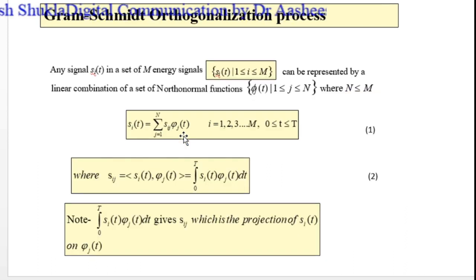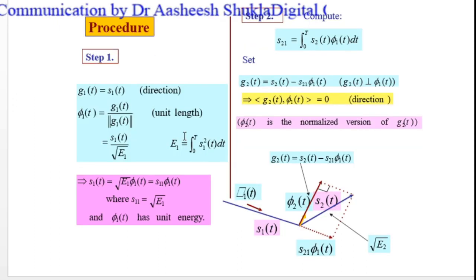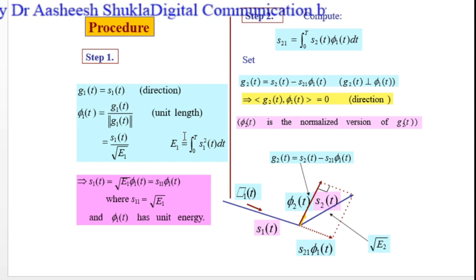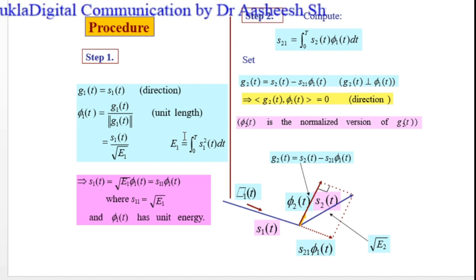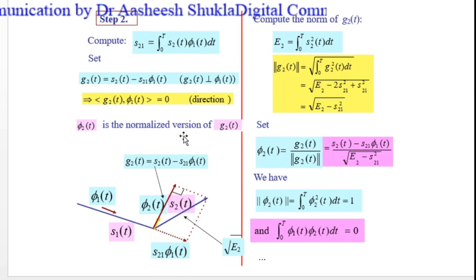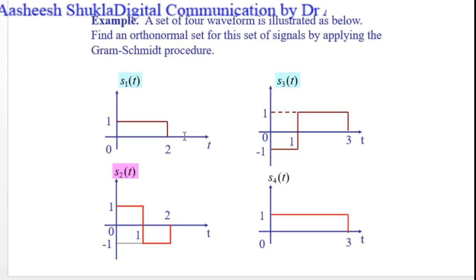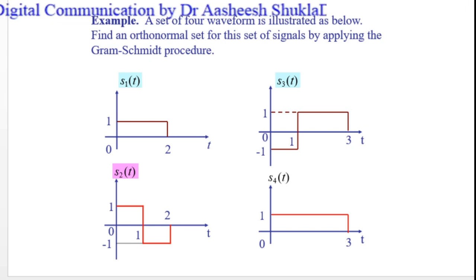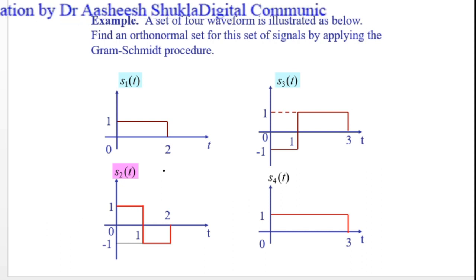Then we have also discussed the whole process of Gram-Schmidt orthogonalization, what the steps involved are to convert any signal set into a modified vector set which is orthonormal or orthogonal to each other, right? And we have seen all these steps. Now today we are going to discuss the numerical related to the Gram-Schmidt orthogonalization process. So here, this is the numerical which is given to us.